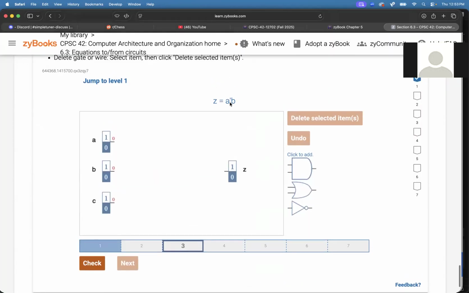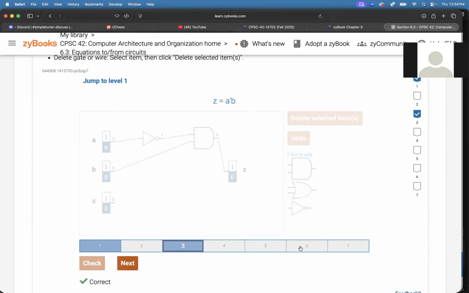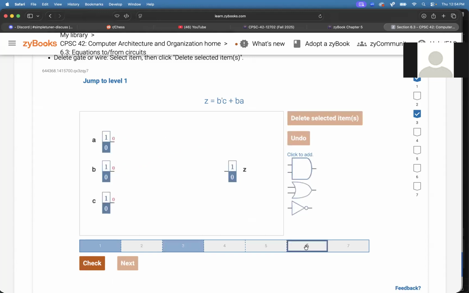Not A, B. Okay, so we have an AND. We also have a NOT. It's not A, so A needs to go to the NOT. Then the NOT needs to go to one of these. B needs to go to the other one, and that's the output. Boom. So these are relatively straightforward. How bad did they get? Let's go number six. Oh, they're not that bad.